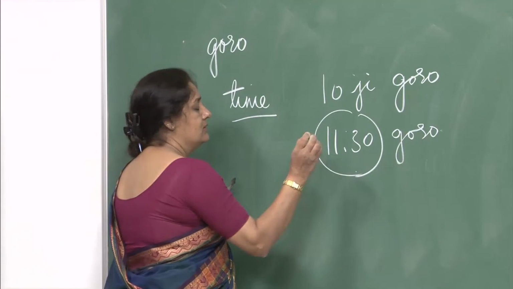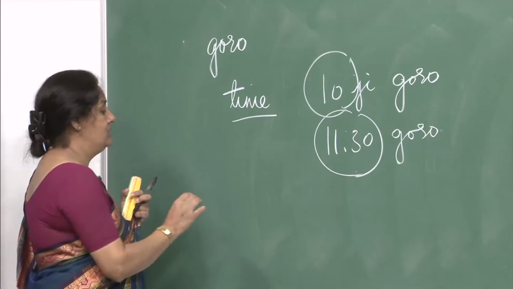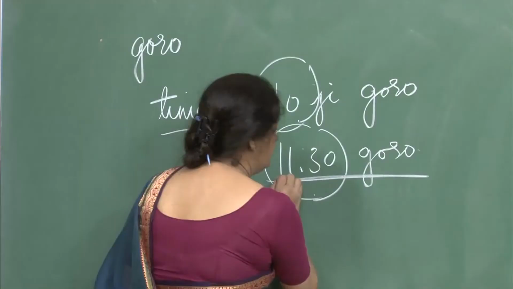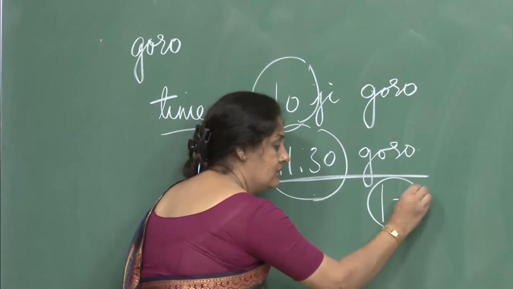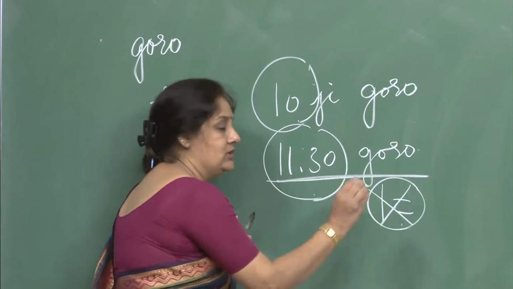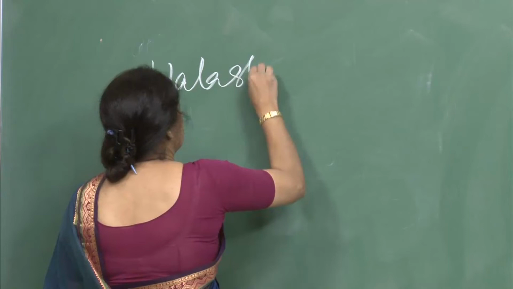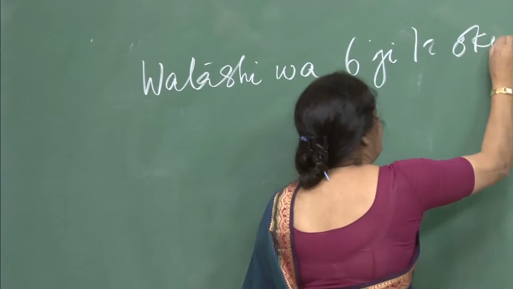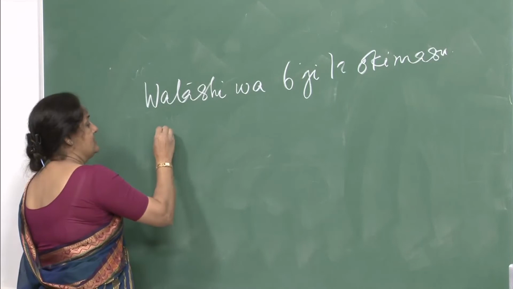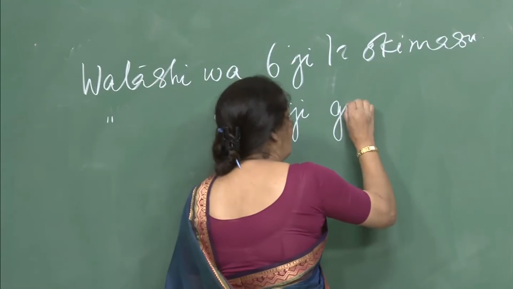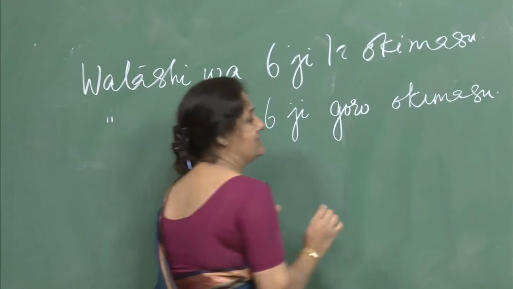Now, one important thing you have to remember with goro is, if goro is to be used with time like this, for example, juichiji han goro, then particle ni, which generally follows time, will not be used. For example, watashi wa rokuji ni okimasu. Watashi wa rokuji goro okimasu. So please, when you say rokuji ni okimasu, it is exactly at 6 o'clock.